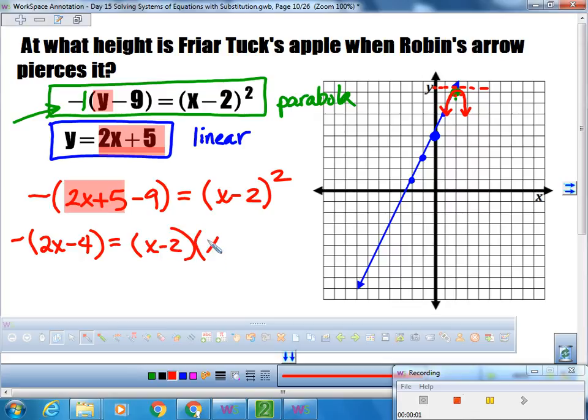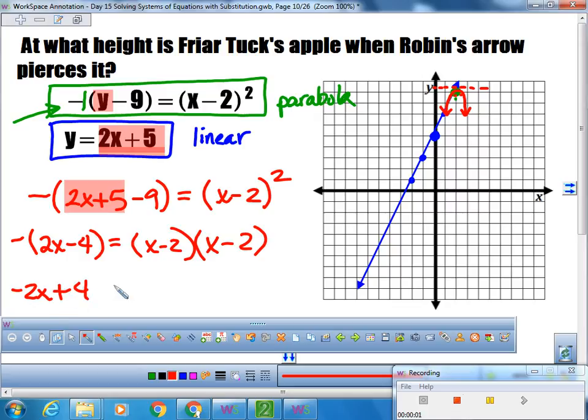X minus 2 times x minus 2. It's a perfect square, right? So shouldn't this be doubled? Shouldn't it be 4x? I'm just going in reverse of completing the square, guys. Right? And it takes a long time to be able to do that, so don't feel bad if you can't. So now I've got negative 2x plus 4 equals x squared. X times x is x squared. Negative 2 times negative 2 is positive 4. Negative 2x and negative 2x make negative 4x.